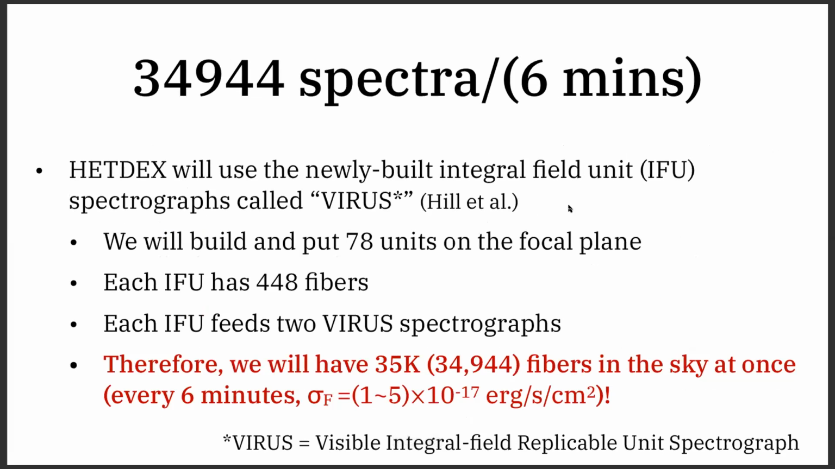So we can do this blind survey because we have a ridiculously large number of spectrographs. We have 34944 spectrographs. And that means that every 6 minutes we get 34944 spectra. Okay, so that is enabled because we use an instrument called VIRUS.